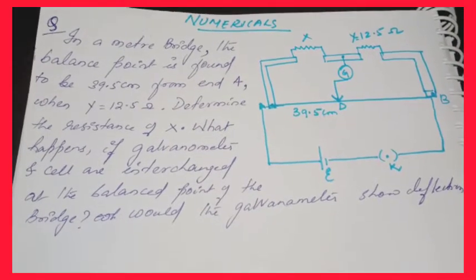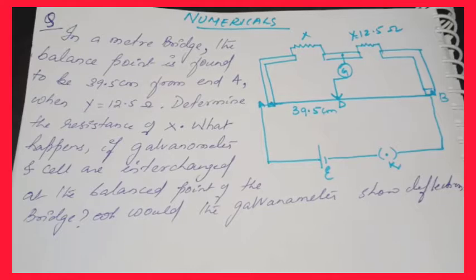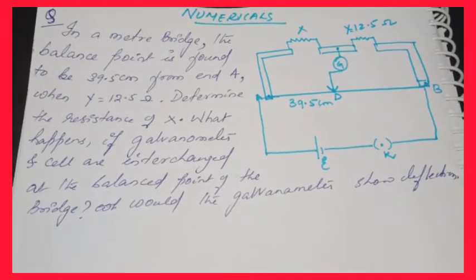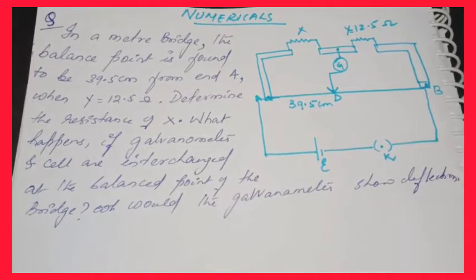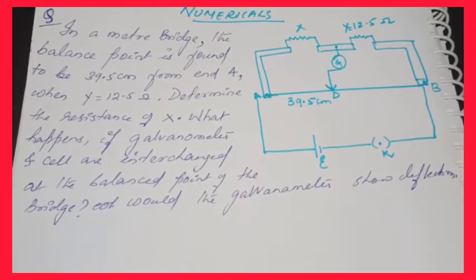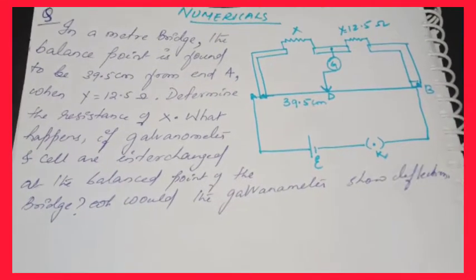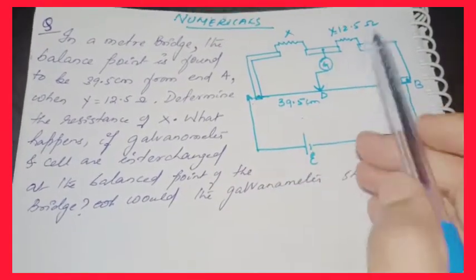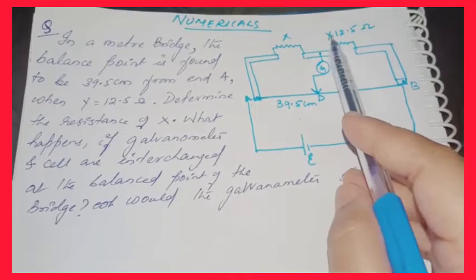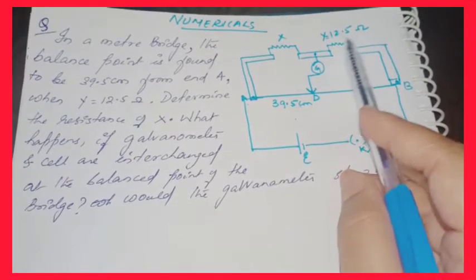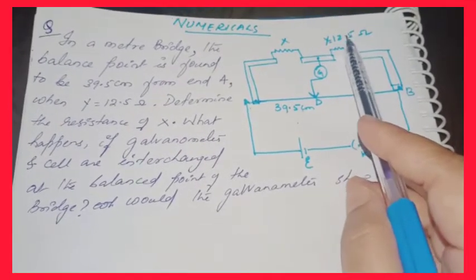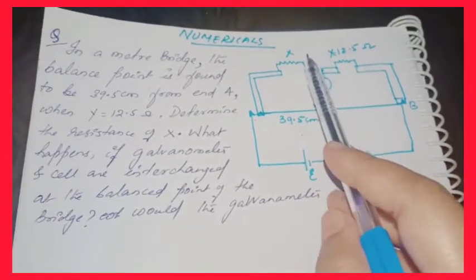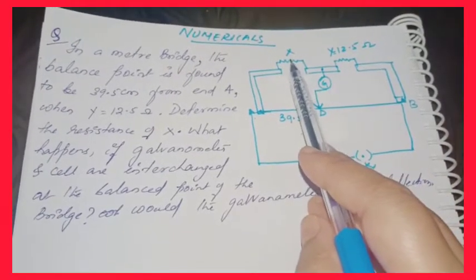Let us solve some numericals on meter bridge and potentiometer. So here is a question in which there is a meter bridge and the balance point is found to be 39.5 centimeter from A, and the Y value resistance wire is 12.5 ohm. This is a resistance wire whose resistance we are aware of, that is 12.5 ohm. Determine the resistance of X.